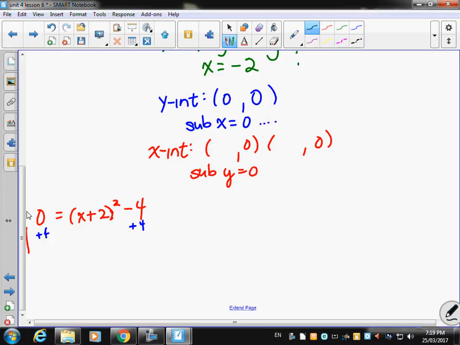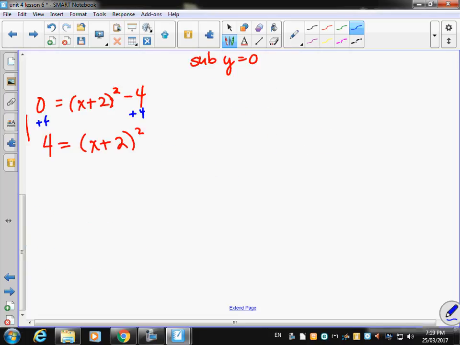So my next line will be 4 equals (x plus 2) squared. I'm kind of undoing this, unpeeling it like an onion like we did before. I want to get x by itself, so I'm going to get rid of the square next. To get rid of a square, you would take a square root.